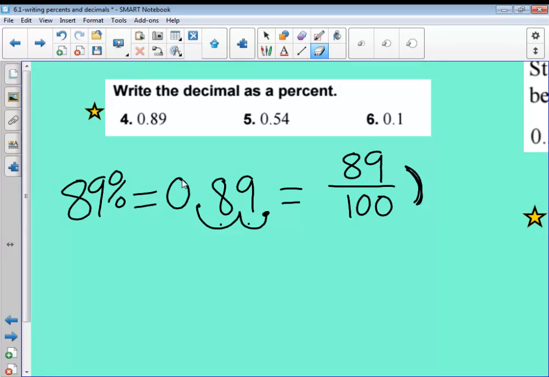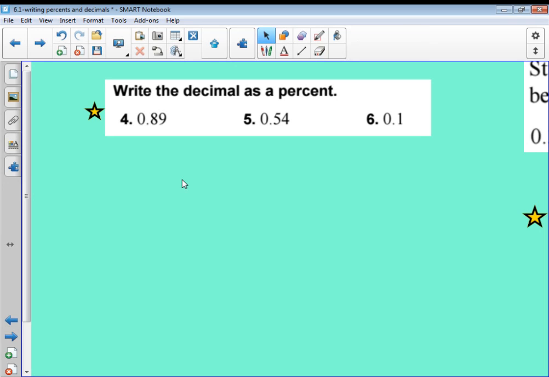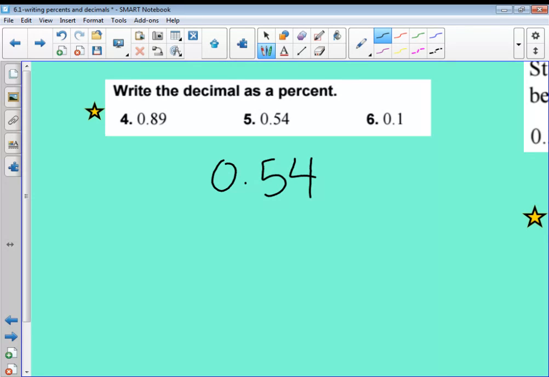Okay, so let's move to number 5. I have 0.54, which is the same thing as 54 hundredths. So I move my decimal place 1, 2, and this is important: you only move it 2 places to the right, and that gives me 54%. Because this is in the hundredths place, that is why it can be 54%.